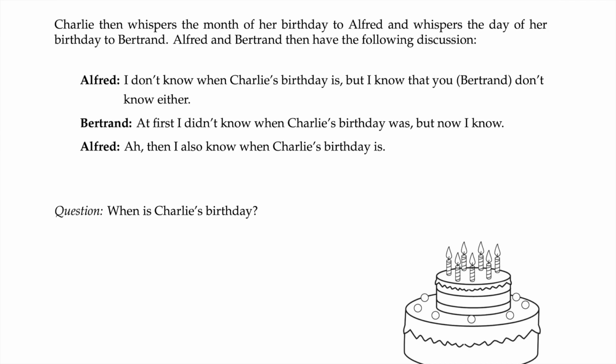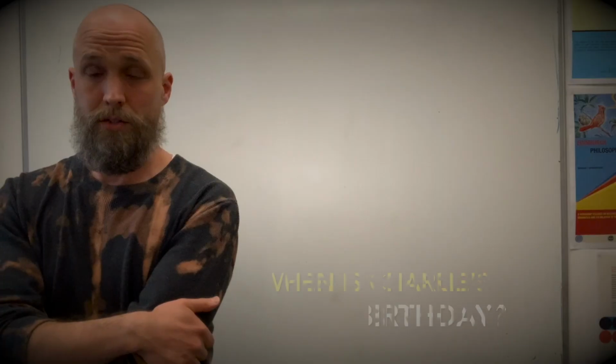Alfred says, "I don't know when Charlie's birthday is, but I know that you, Bertrand, don't know either." Bertrand then says, "At first I didn't know when Charlie's birthday was, but now I do know." Then Alfred says, "Then I also know when Charlie's birthday is." So the question is, when is Charlie's birthday?